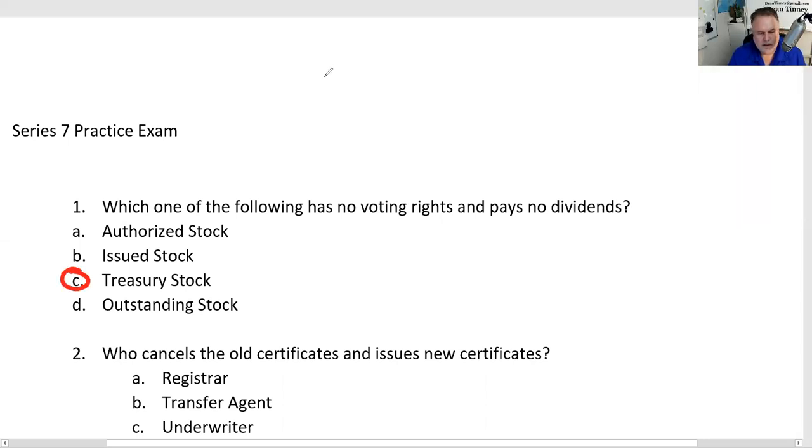Now, all of these could have been a right answer to a different question. If they would have said on your exam, what is the maximum number of shares a corporation may issue under terms of its charter? Well, then the answer would have been A. If they would have said shares that have been placed with investors, well, then your answer would be B. As we said, the answer here is C. Outstanding stock. Outstanding stock is issued less Treasury. Issued less Treasury.